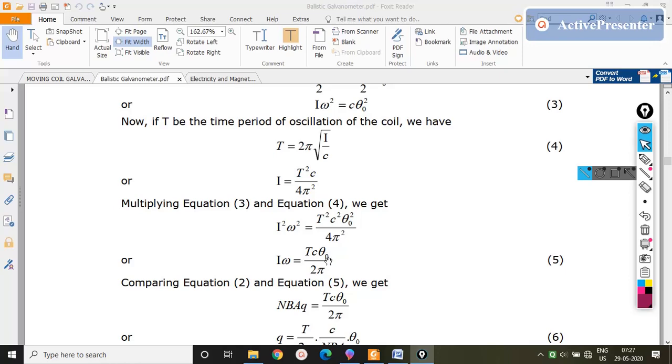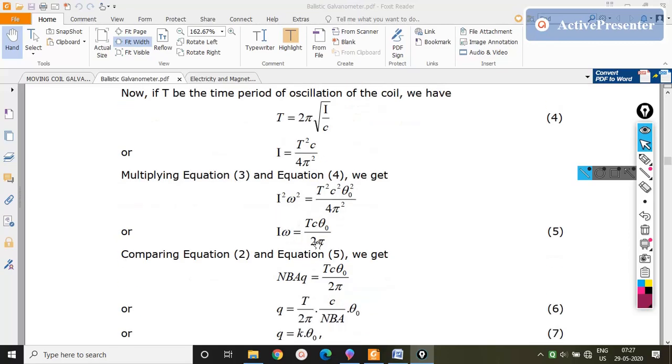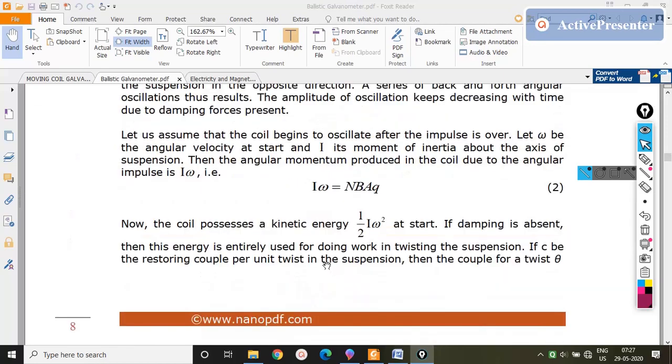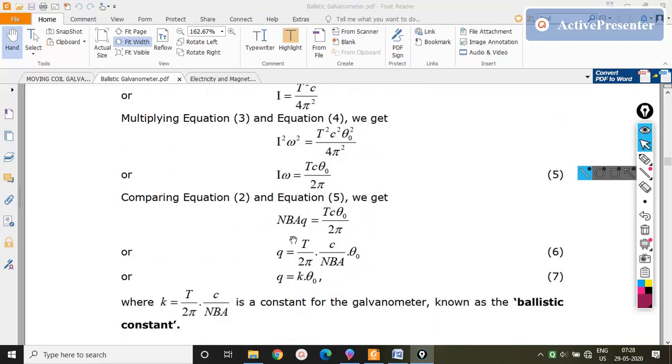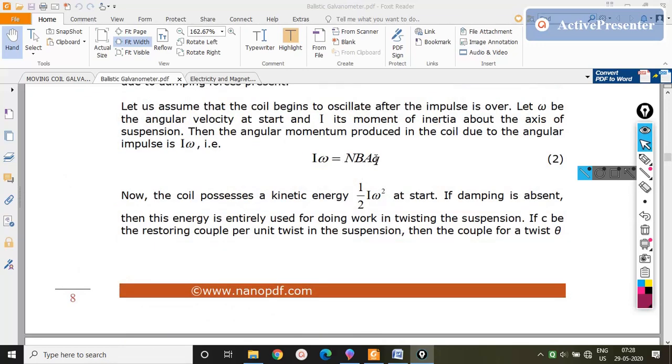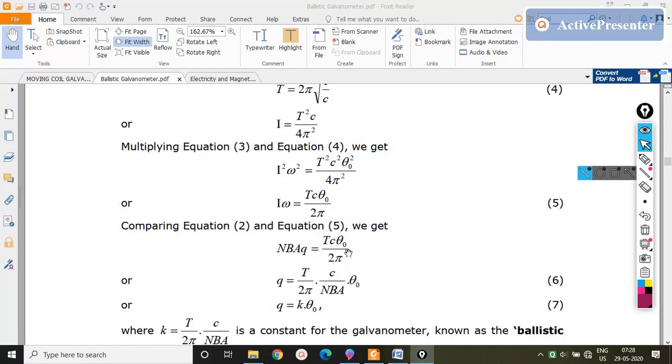So this is very simple. Some books do it the other way, but this is easier to reproduce, I think, by multiplication of equations 3 and 4. So you get an expression like this, very simple mathematics. When you compare 2 and 5, where is our 2? 2 is this, I omega equals NBAQ, and equation 5 is T C theta naught by 2 pi. So you are equating the value of that angular momentum to this T C theta naught by 2 pi.